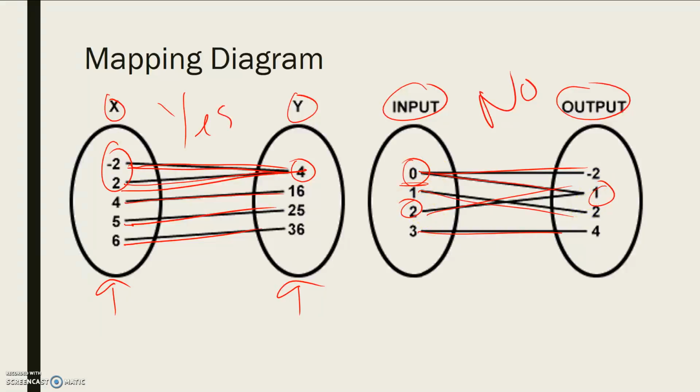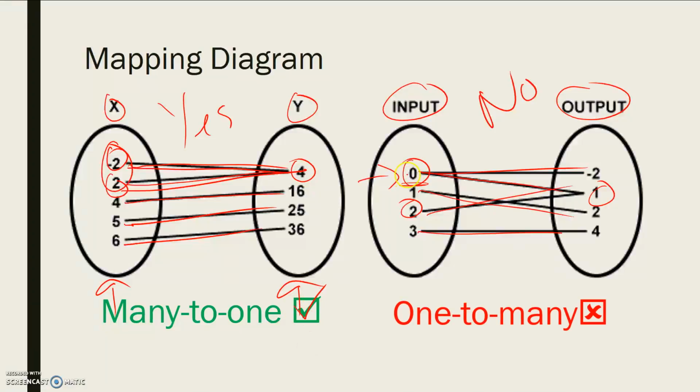That is allowed. In the first example, -2 only goes to 1, 4. 2 only goes to 1, 4. However, on the flip side, here we have 0 going to 2 different ones. That is not allowed. So what we're going to call that is many to 1: many inputs going to 1 output. Yes, that's allowed. On the other hand, 1 input going to many outputs, that is not allowed.